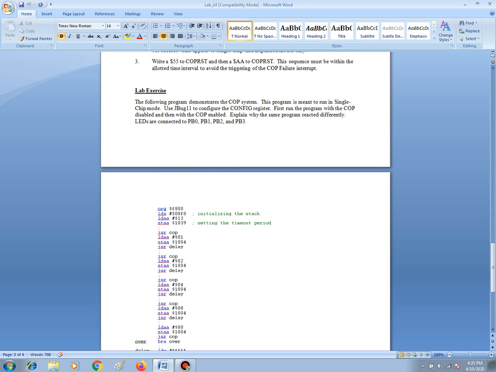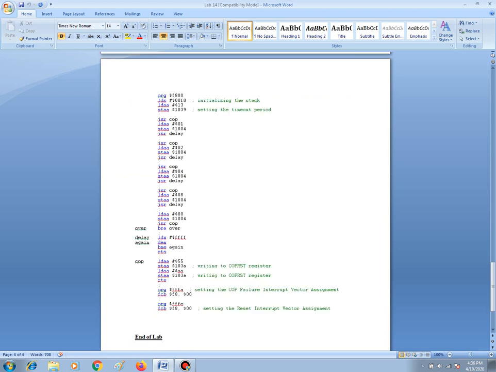The following program demonstrates the COP system. This program is meant to run in single chip mode. Use JBug11 to configure the CONFIG register. First run the program with the COP disabled and then with the COP enabled. Explain why the same program reacted differently. LEDs are connected to PB0, PB1, PB2, and PB3. Let's analyze the code.